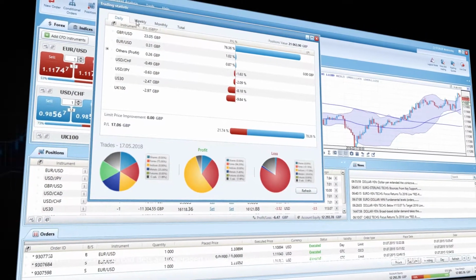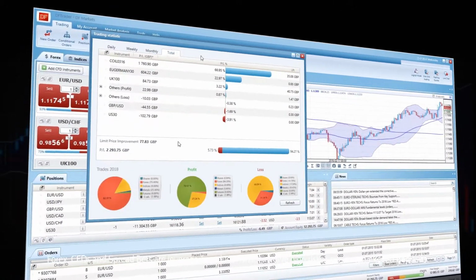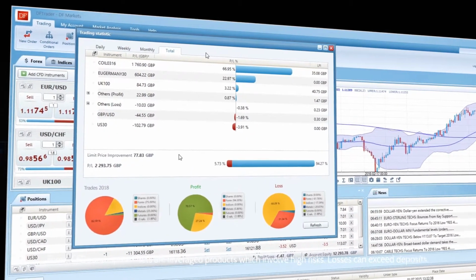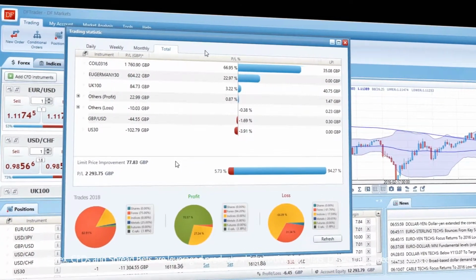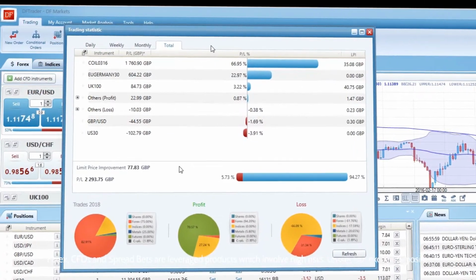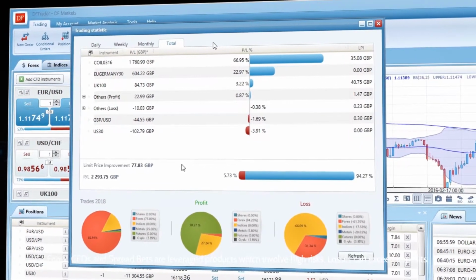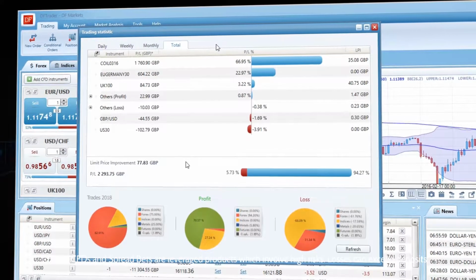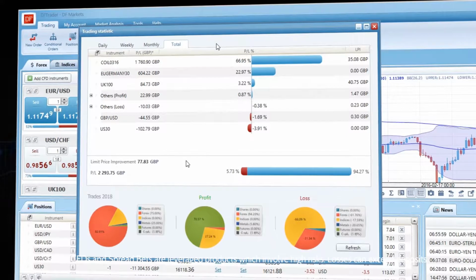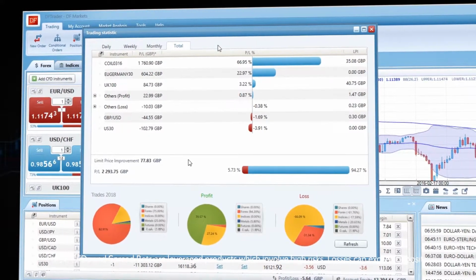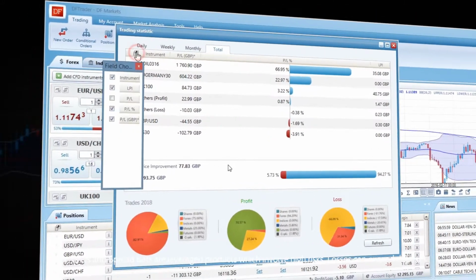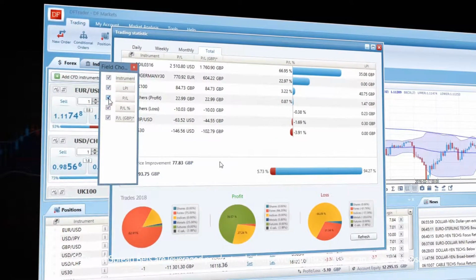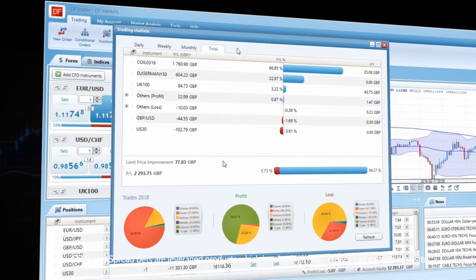There are 4 tabs at the top: daily, weekly, monthly and total, displaying data for the current day, week or month, or the overall statistics since opening the account. In the upper part of the table, you can check the profit loss from both your open and closed trades in the currency of the account, as well as displayed as a percentage of the daily, weekly, monthly or total profit loss. Use the Field Chooser pop-up in the desktop platform to add PL in the currency of the instrument or remove fields you don't need.